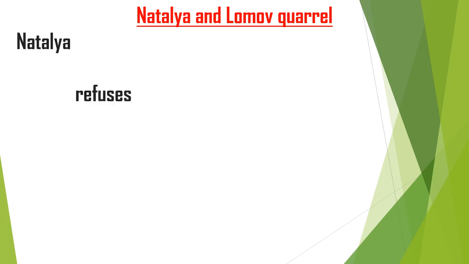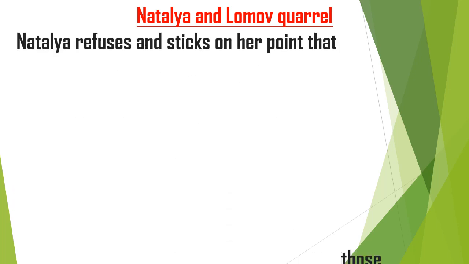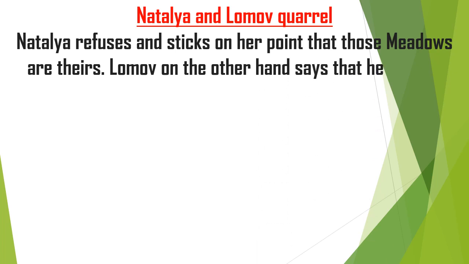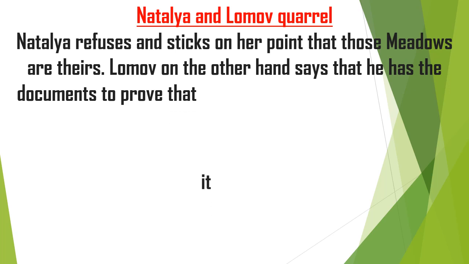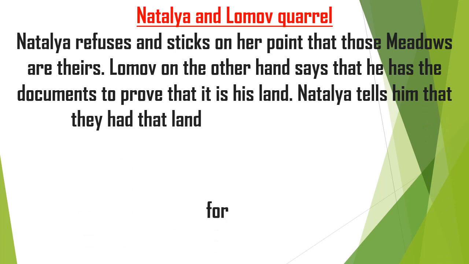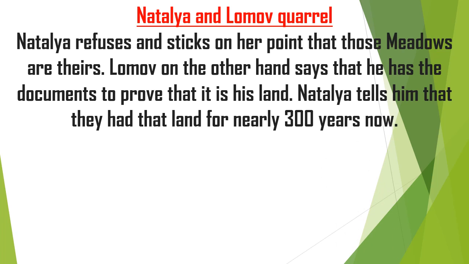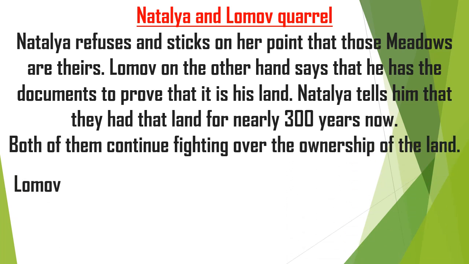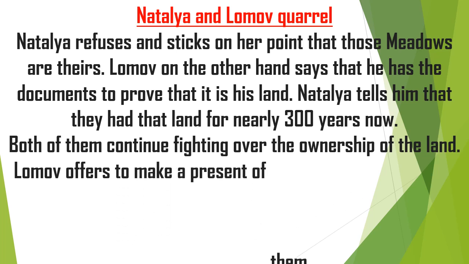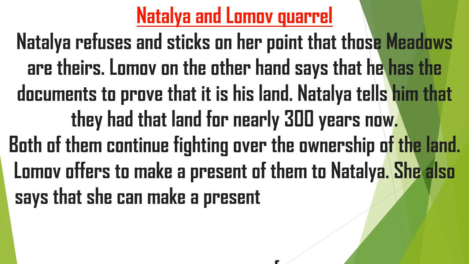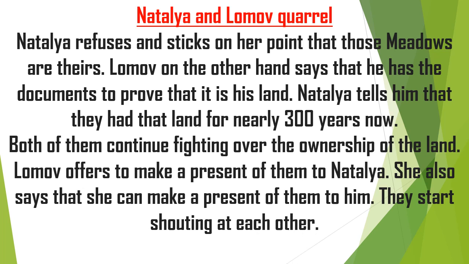Natalia and Lomov quarrel. Natalia refuses and sticks to her point that those meadows are theirs. Lomov, on the other hand, says that he has the documents to prove that it is his land. Natalia tells him that they had that land for nearly 300 years now. Both of them continue fighting over the ownership of the land. Lomov offers to make a present of them to Natalia. She also says that she can make a present of them to him. They start shouting at each other.